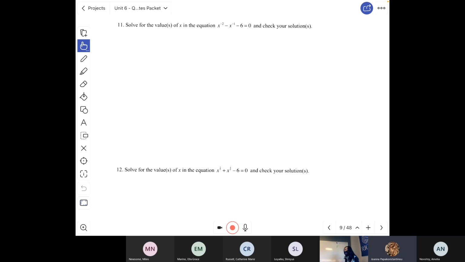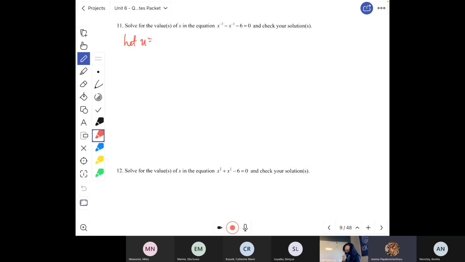Again, you may look at this and originally say, oh, I just don't know about that. And again, negative exponents, but it kind of looks like it could turn into a quadratic trinomial. And it can, because if I let u equal what? Beautiful. X to the negative 1 power. So that means u squared is what? X to the negative 2 power. So I can rewrite this as u squared minus u minus 6 equals 0.